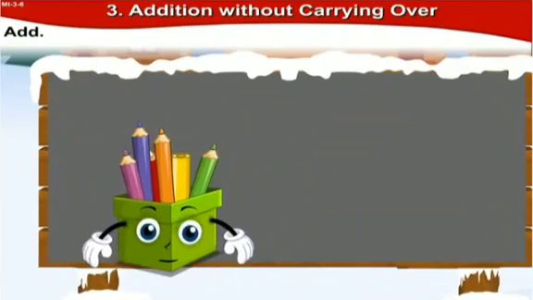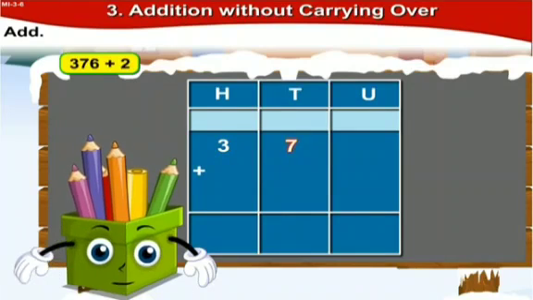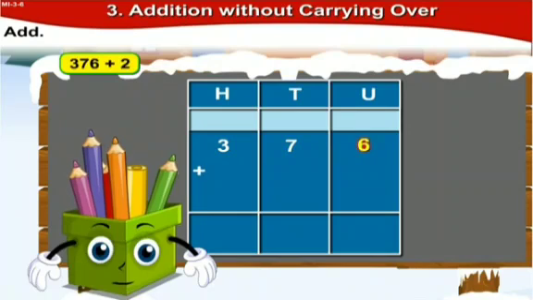Add 376 plus 2. If you arrange them in vertical order, under hundreds you'll write 3, under tens 7, under units 6, plus 2, that is under units column.